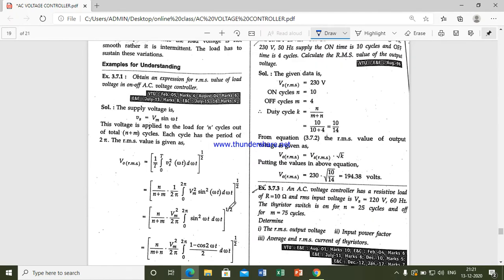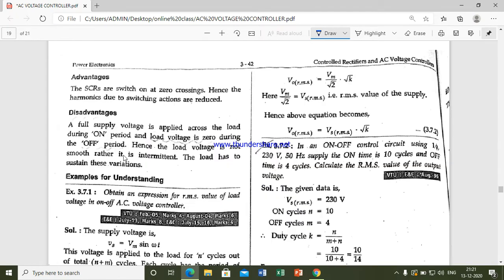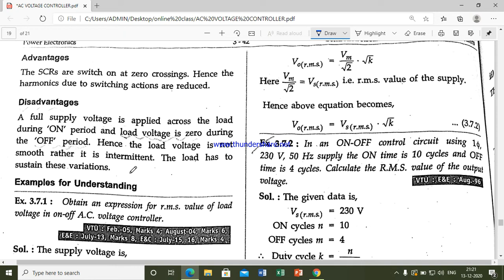So next we'll calculate the voltage and all for this. Before that, we'll see what advantages and disadvantages we get. ACRs are switched on at zero crossing, as we have seen. ACR will be on during zero crossing because you have applied IGT1 at the zeroth instant only. Hence harmonics due to switching action are reduced here, because immediately the ACR gets turned off. This is the advantage.